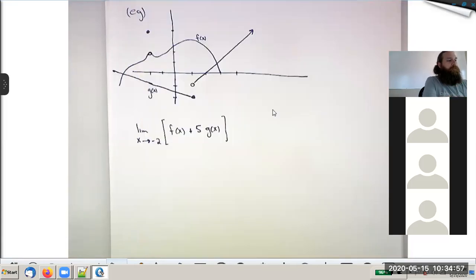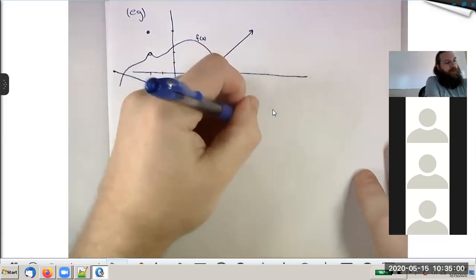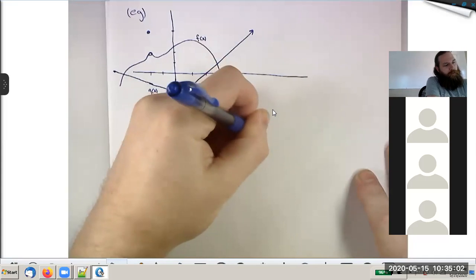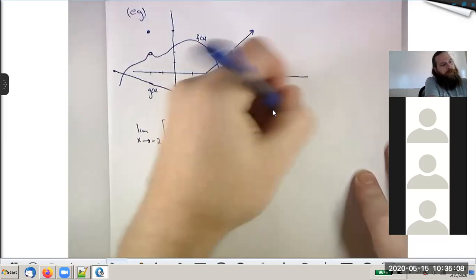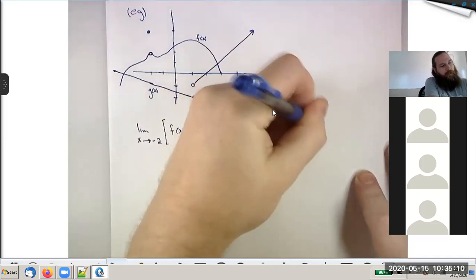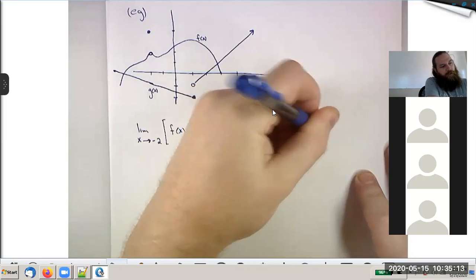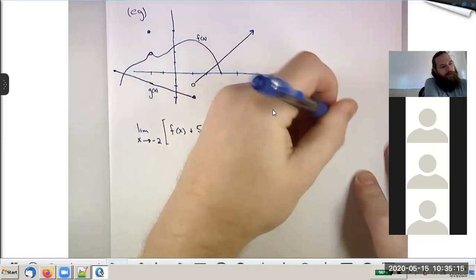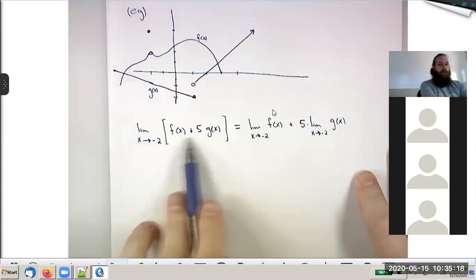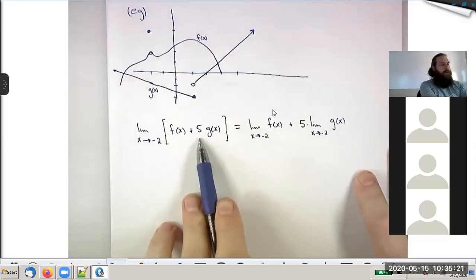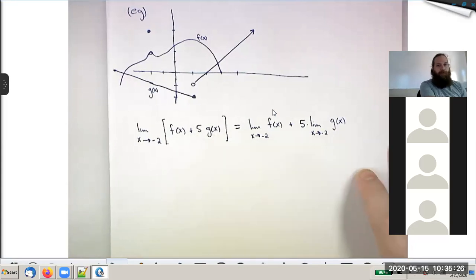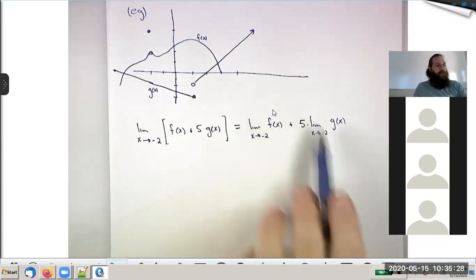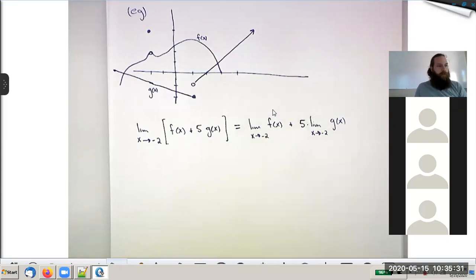So according to my theorem, this is equal to the limit as x approaches -2 of f of x plus 5 times the limit as x approaches -2 of g of x. All right, first I could say it's the limit of this plus the limit of this, but then the limit as x approaches -2 of 5 times g of x, that 5 can pop out. And now each of these guys, the limit as x approaches negative 2 of f of x, I can read from the graph. The limit as x approaches negative 2 of g of x, I can read from the graph.